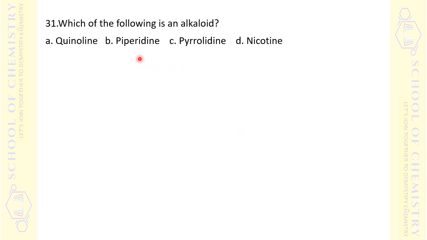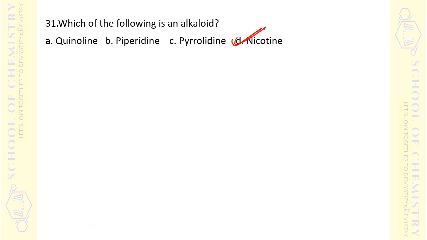Next one, again a simple question: which of the following is an alkaloid? Alkaloids are compounds which are naturally available, usually in plants, and they contain nitrogen atoms, and usually they are basic. So which is the compound which can be obtained from plants? You can simply interpret the question in that way. So the straight away answer is nicotine, it can be obtained from plants.